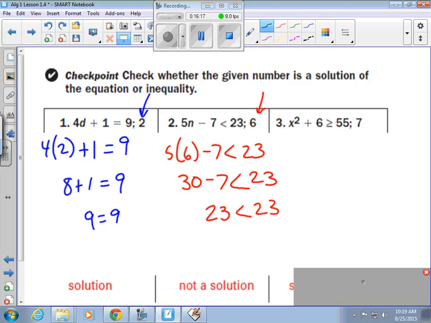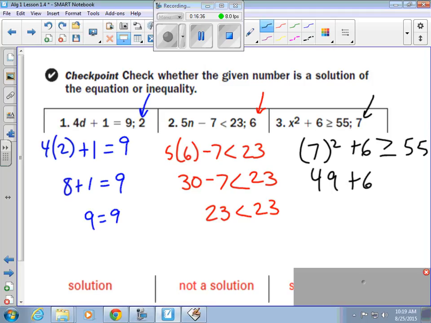And then the last one on that checkpoint, x squared plus 6 is greater than or equal to 55 when it's 7. 7 squared plus 6 is greater than, don't do what I just did, greater than or equal to 55. 7 squared, remember, doesn't mean 7 times 2. It means 7 times 7. 49 plus 6. When you put those two together, you get 55 is greater than or equal to 55. It's not greater than, but it is or equal to. Therefore, it is a solution.